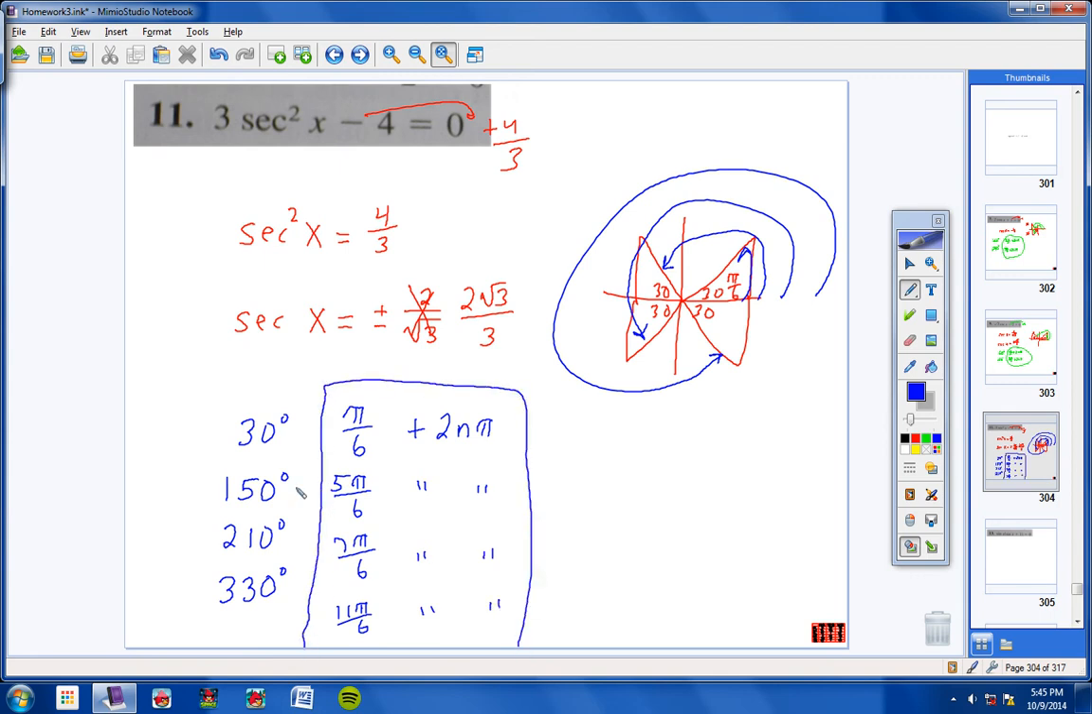And let me quickly check the back of the book here and make sure that we're on target here. Pi over 6, 5 pi over 6. Yep, we're totally good. Moving on to number 13.